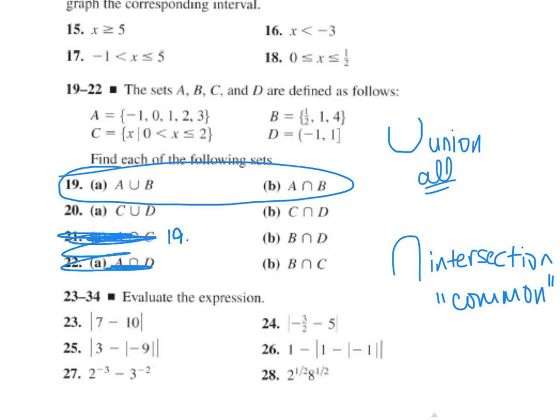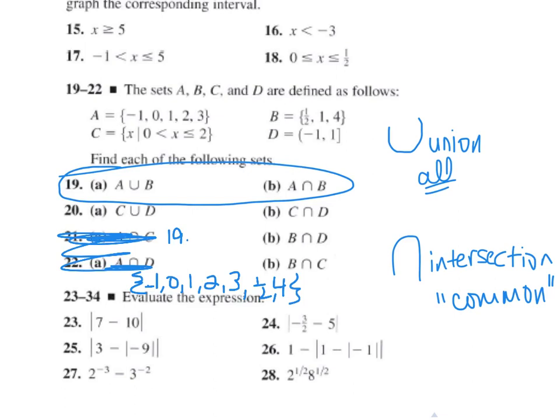So I want A union B. I want all the stuff from A, and then all the stuff that's different in B. So write down all the stuff that's in A. What do we have? -1, 0, 1, 2, 3. Agreed? Now look at B. Did I already write the 1/2? So write it. Did I already write a 1? Yes. Did I already write a 4? So write it. There you go.